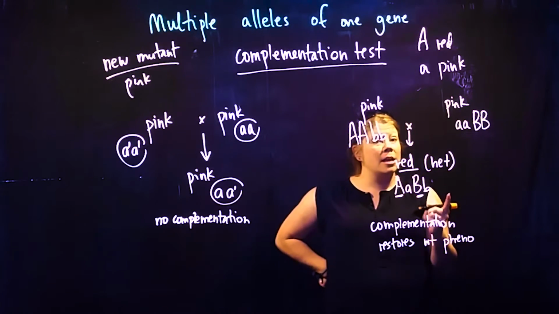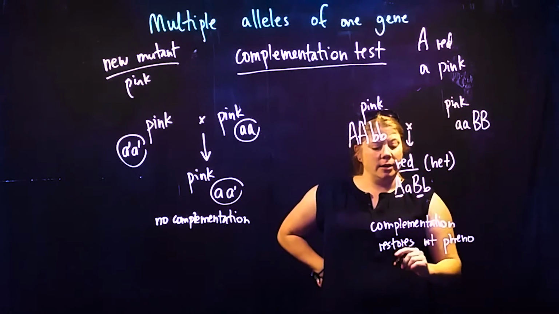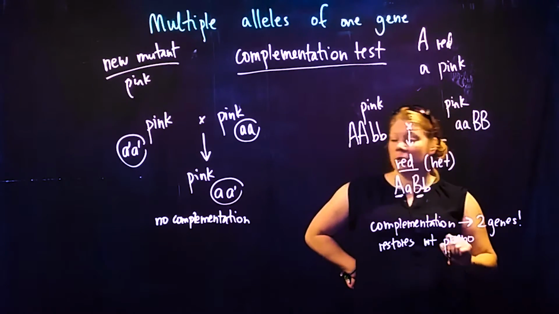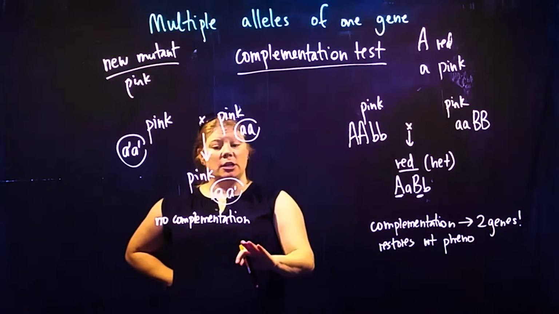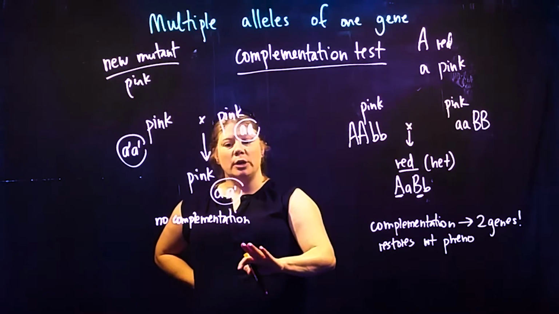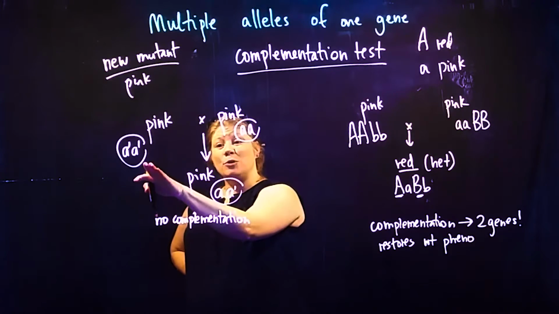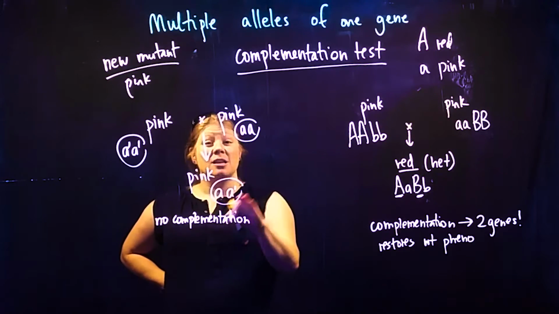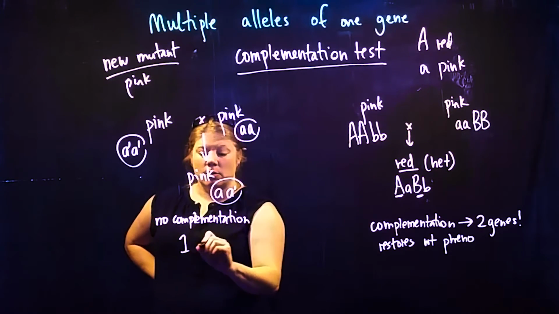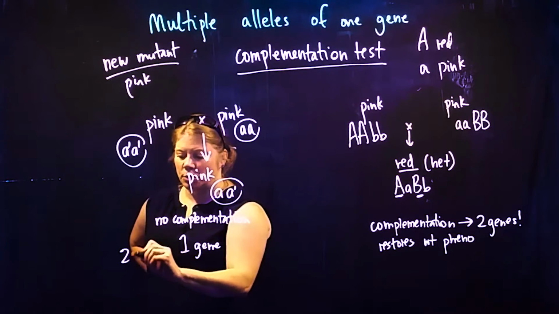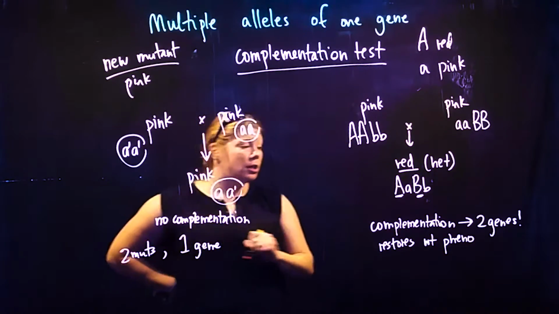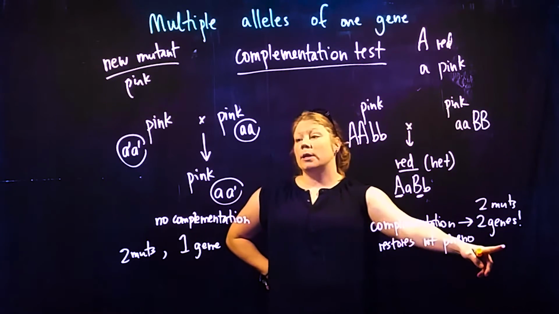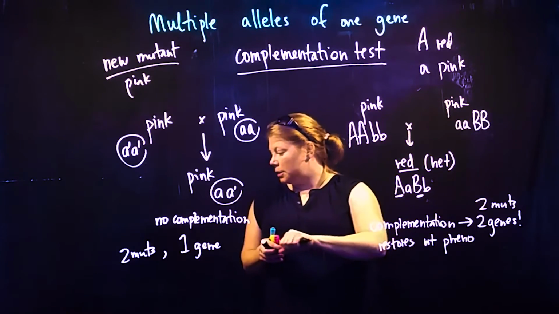Okay, and this suggests that the two mutations are in two genes. Complementation means two genes are involved. Over here, where we had no complementation, we were able to conclude that the old mutation and the new mutation don't restore the wild type phenotype. So they must be mutations that are occurring in the same gene. So one gene, two mutations. Over here we have two mutations, but two genes. So that's what a complementation test will let us know.